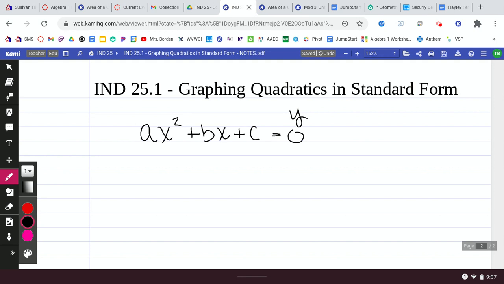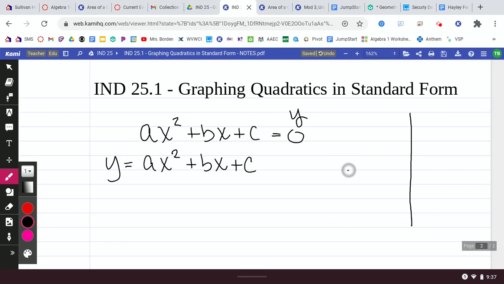We're going to put the y on the other side, and it doesn't change anything. So y equals ax squared plus bx plus c. You can see that the quadratic equation is still the exact same. The a, the b, and the c are still just numbers, and then the x squared and the x are in the same order. Okay, so we've just flipped the y to the left instead of having it on the right. Doesn't change anything. So what does a quadratic look like when it's graphed?